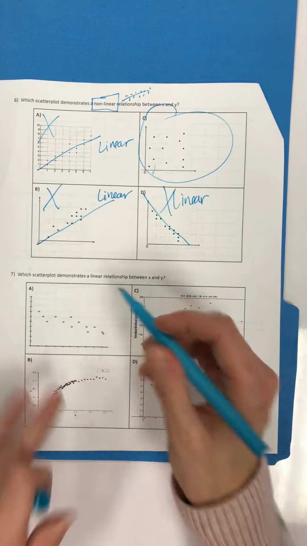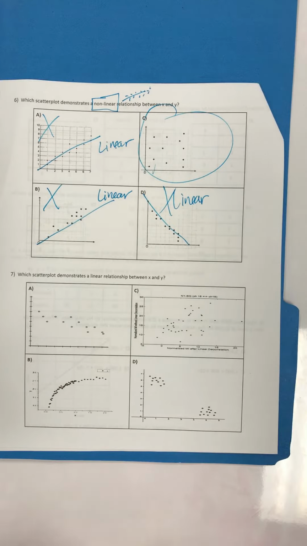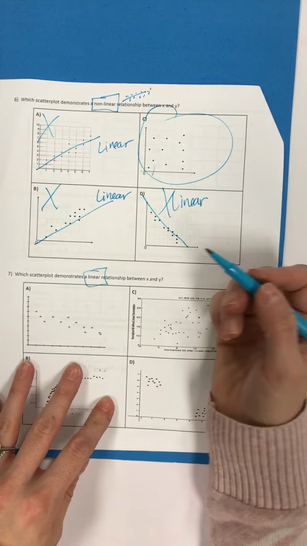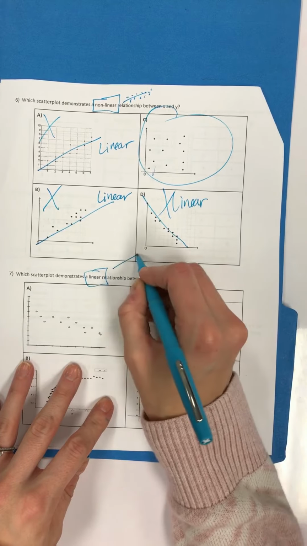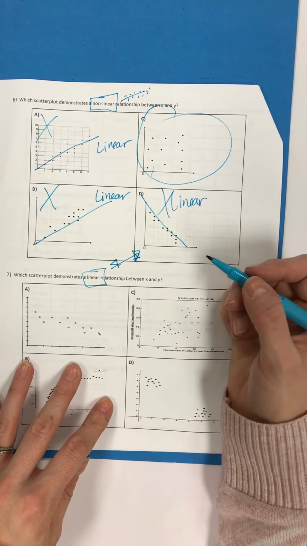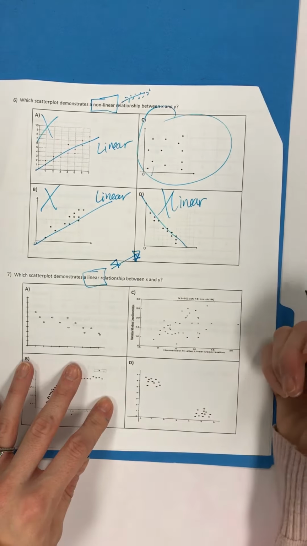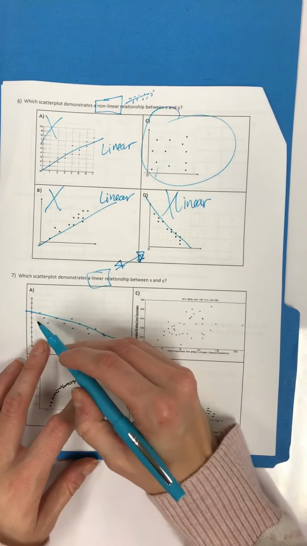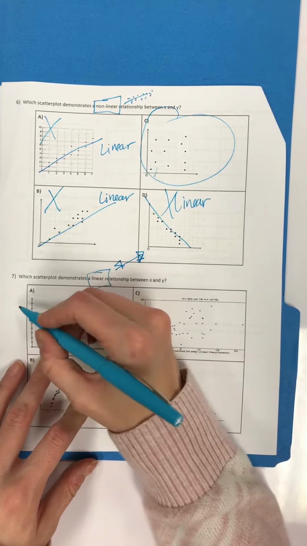On number 7, which scatter plot demonstrates a linear relationship between x and y? Same thing. If it's linear, can I draw, holy cow, a straight line through it? That's what I'm looking for. This one I was looking for nonlinear, this one I'm looking for linear. Well, right off the bat, I can draw a pretty straight line through that and all the points sort of fall along the same line.